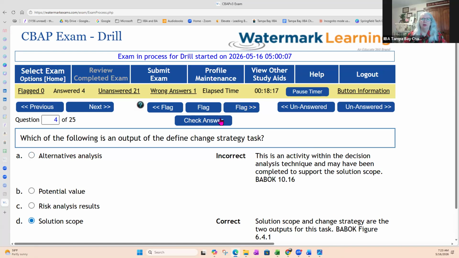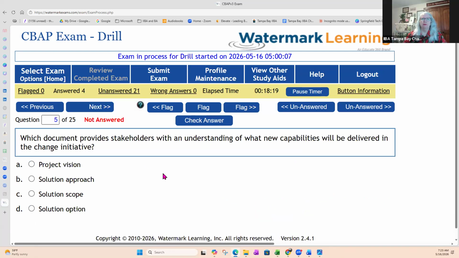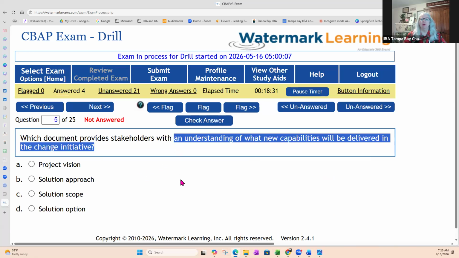Okay. Let's move forward. Which document provides stakeholders with an understanding of what new capabilities will be delivered in the change initiative? So we're looking at a document, and this is what it does, or its definition. Is this the project vision, the solution approach, the solution scope, or the solution option? Let me give you a second to think about that.